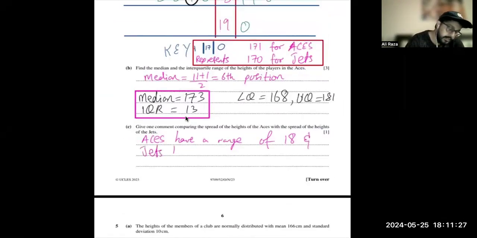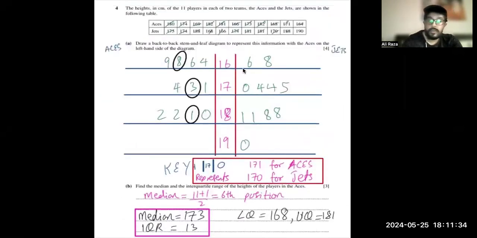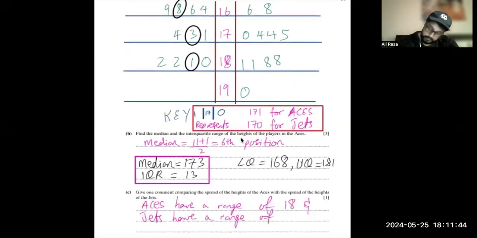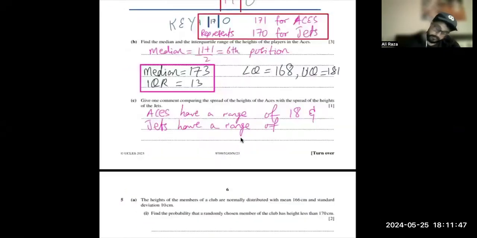and jets have a range of 166 to 190, which is 24 values. So we can conclude and comment that jets have a greater variety or a greater spread in height.